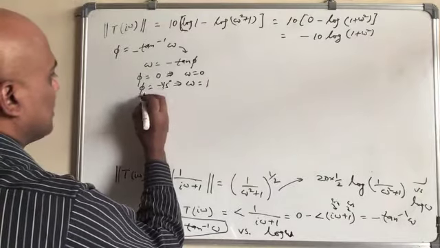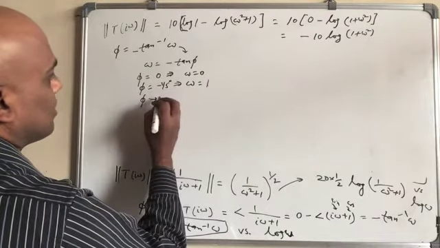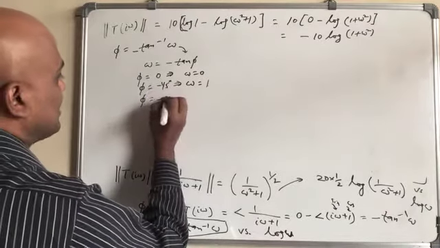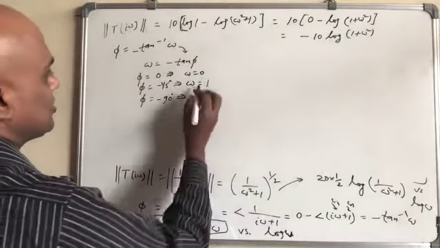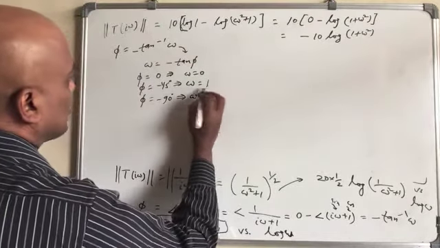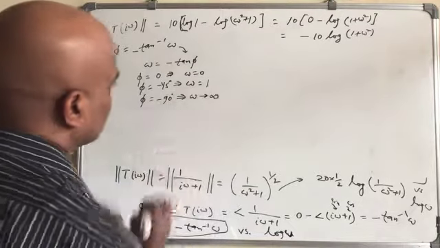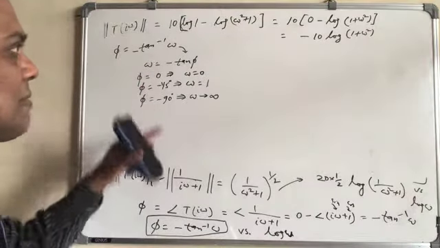And then if phi is minus 90 degree, then omega tends to infinity. So this gives us some idea.